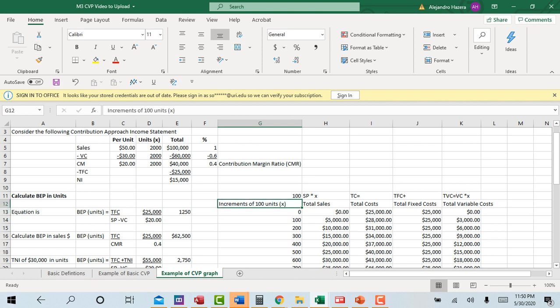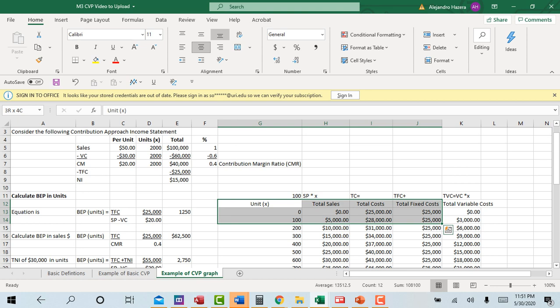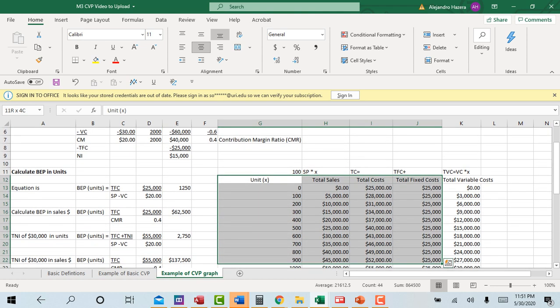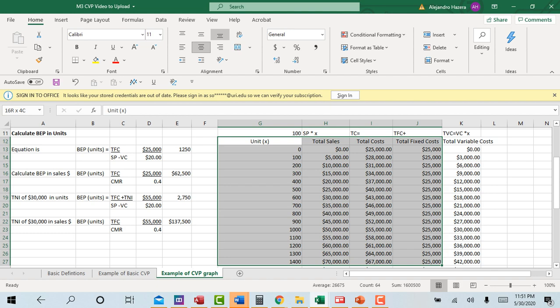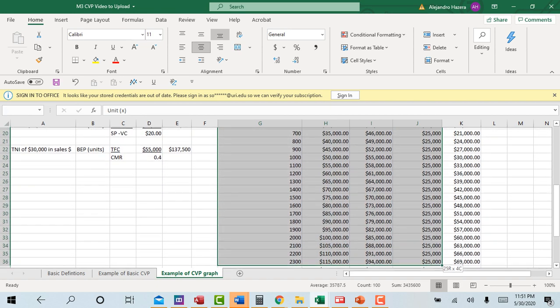fairly easy. And I'm going to go ahead and simplify this title. I'm just going to put here units X. That may not even come out on the graph. Okay, but I want to make sure that we keep this simple for the graphing tool. Okay, so let's go ahead and do this. We're going to bold everything starting with the titles and all the way down here.